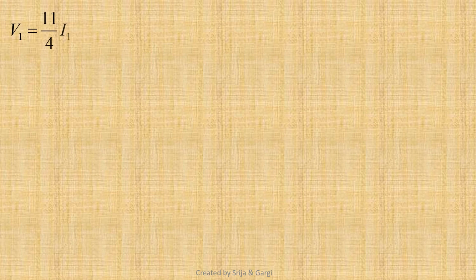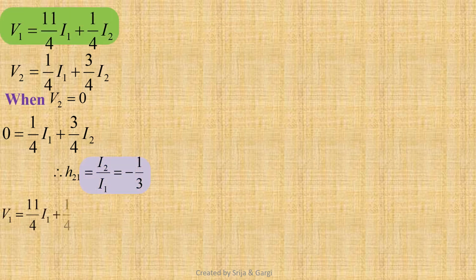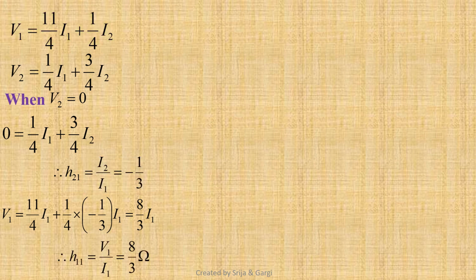So the equations are V1 equals 11 by 4 I1 plus 1 by 4 I2, V2 equals 1 by 4 I1 plus 3 by 4 I2. Let us short circuit the output port, that is V2 equals 0. So from equation number 2 we can write 0 equals 1 by 4 I1 plus 3 by 4 I2. Hence we get H21 equals I2 by I1, that is equal to minus 1 by 3. By using this expression in equation number 1, we get V1 equals 11 by 4 I1 plus 1 by 4 into minus 1 by 3 I1. That is equal to 8 upon 3 I1. Hence we get H11 equals V1 by I1, that is equal to 8 by 3 ohm.